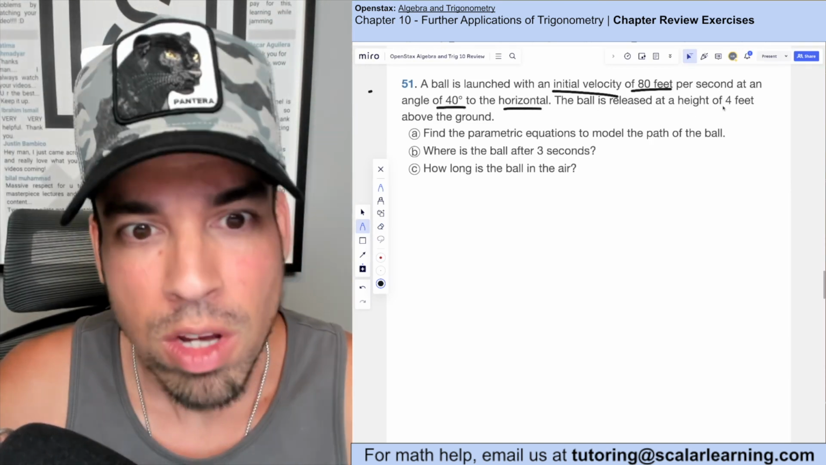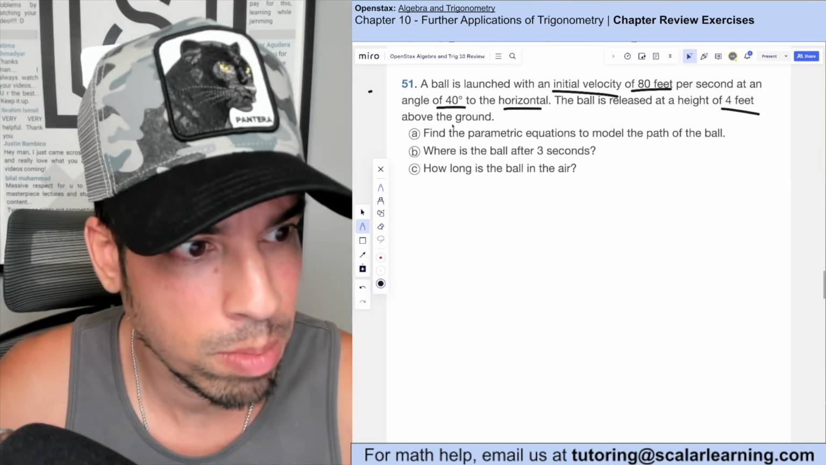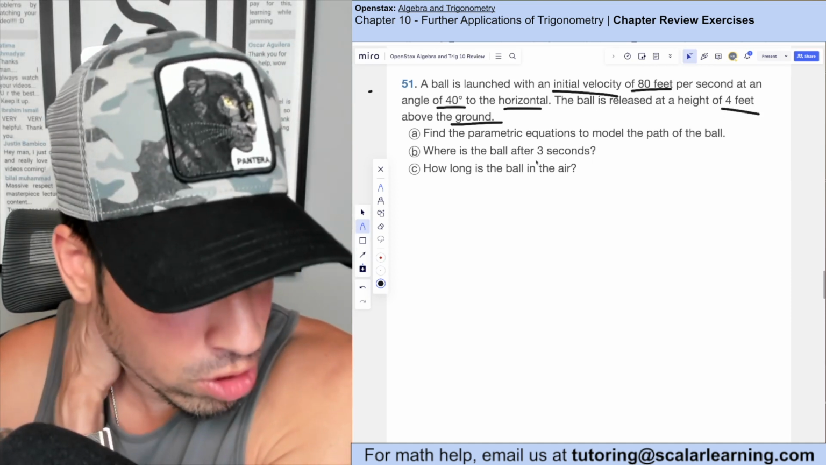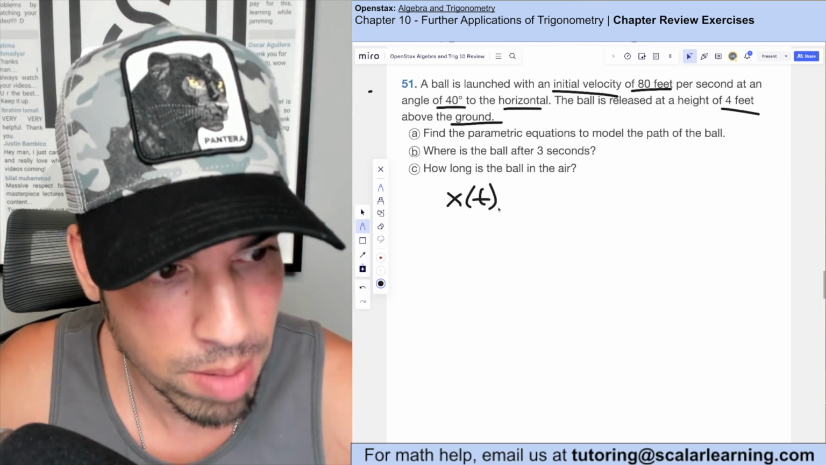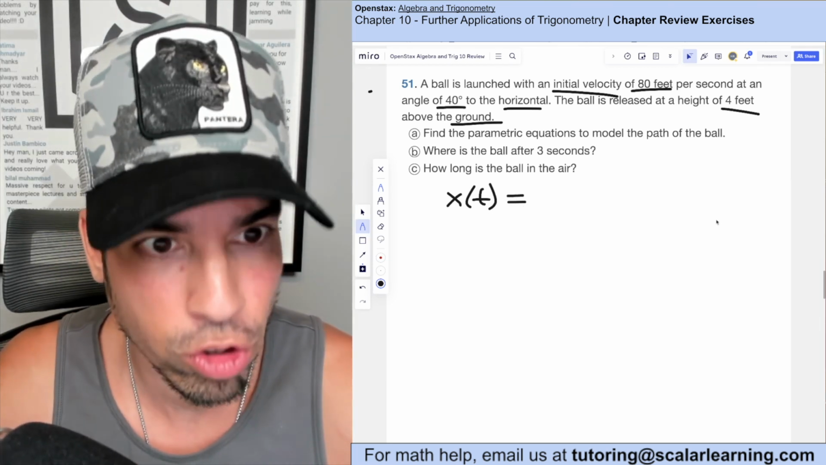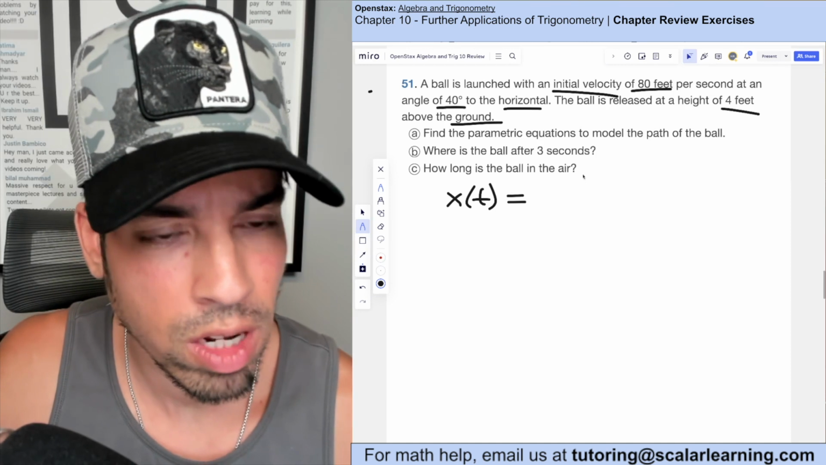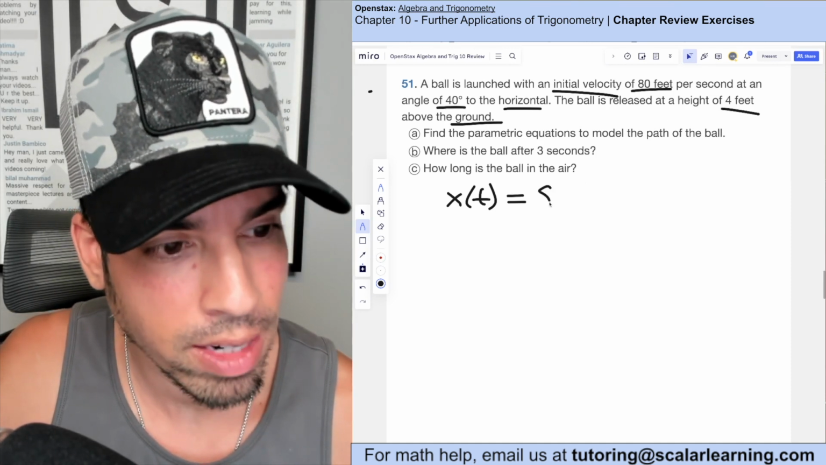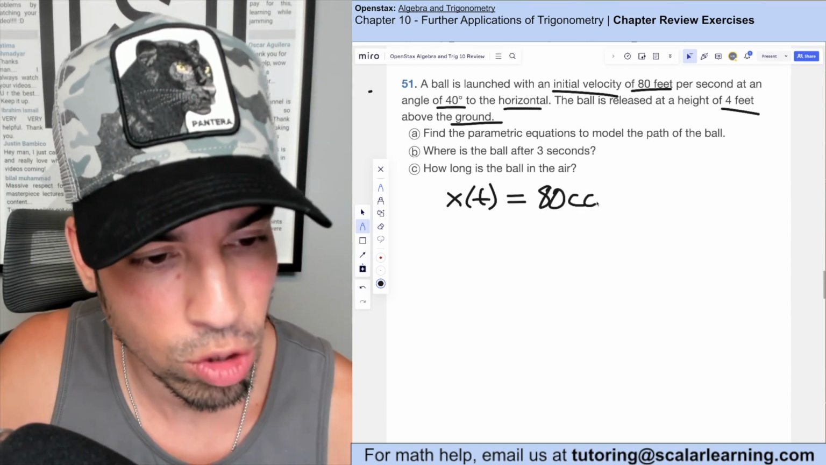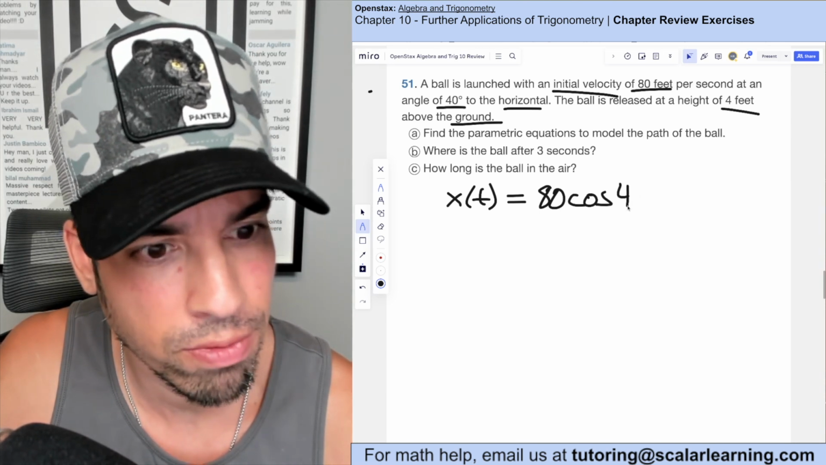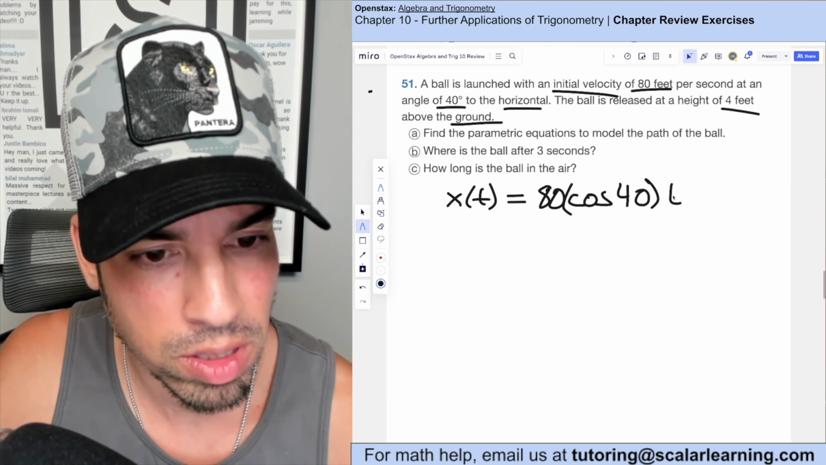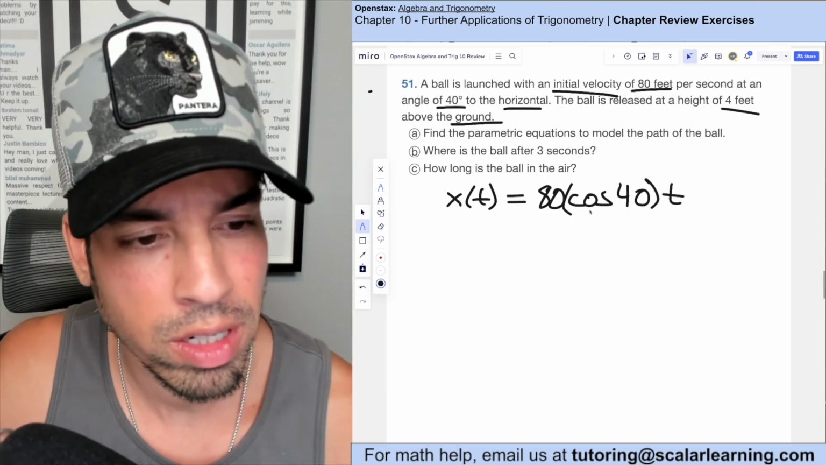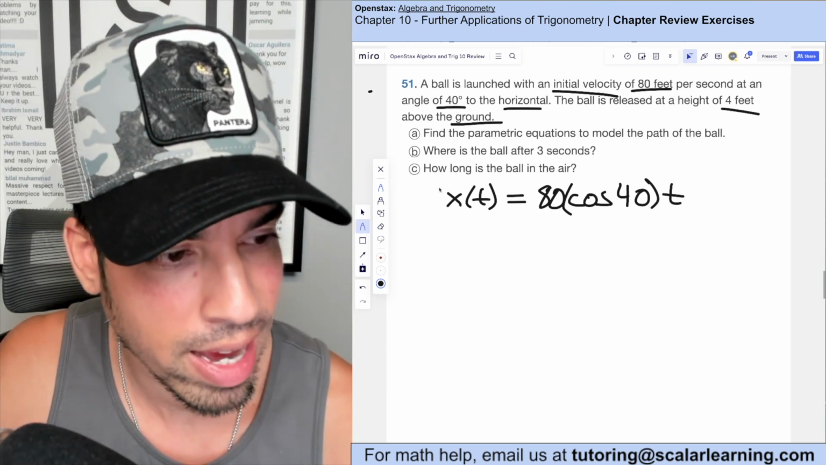A ball is launched with an initial velocity of 80 feet per second at an angle of 40 degrees to the horizontal. The ball is released at a height of 4 feet above the ground. Find the parametric equations to model the path of the ball. So first, let's do x of t, right? Because that's going to model the horizontal trajectory. And so to get that horizontal movement, it's that magnitude, the 80 times, and since we want horizontal, it's cosine of 40. And it's whatever this amount is times t, okay? So there is my horizontal movement, the x of t.